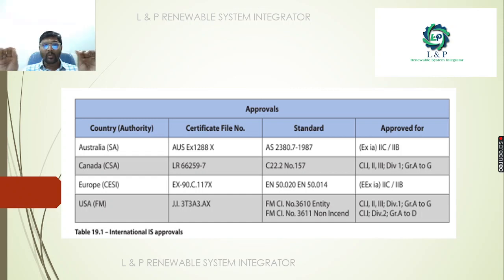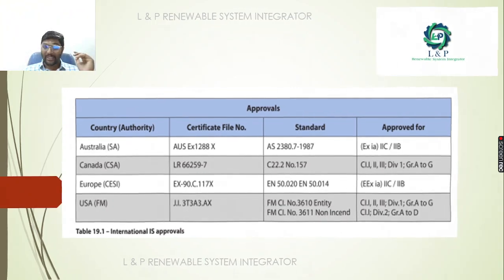When we get into the approvals, it differs country-wise. We have specific standards and numbers for Australia, a specific standard for Canada, a specific standard for Europe, and a specific standard for the USA. These are the international IS approvals.